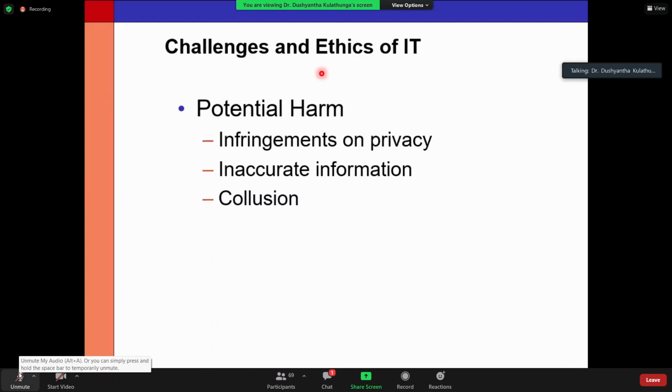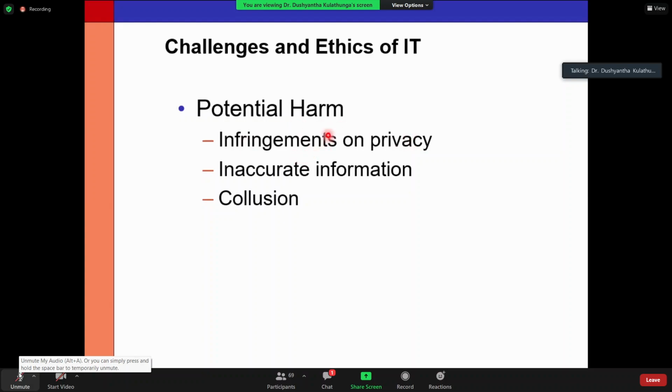Now, one thing is infringements on privacy. That means some sort of violation of privacy. It may be related to employees, it may be related to customers, and so on. It can happen because information is stored in databases, and we may misuse that information, affecting the individuals. Everyone values their privacy, but when their information is stored in particular databases, the privacy can be affected. So there can be some unethical uses of the data or information that are stored there.